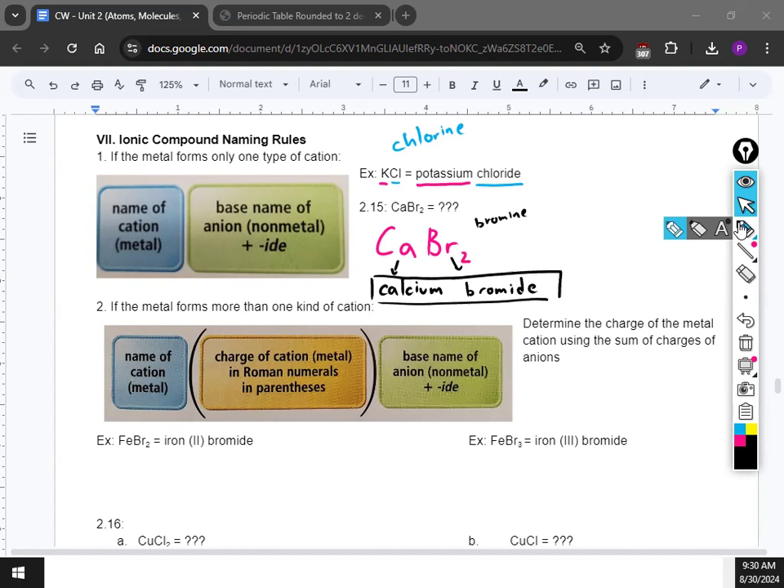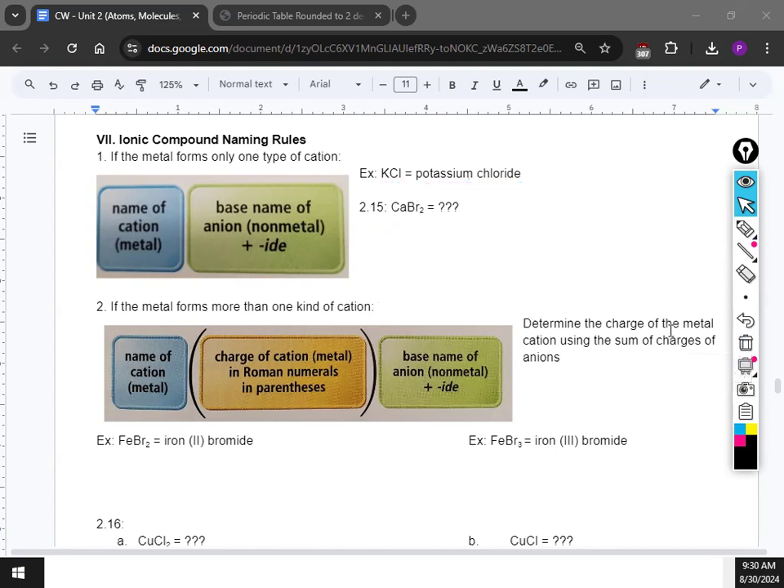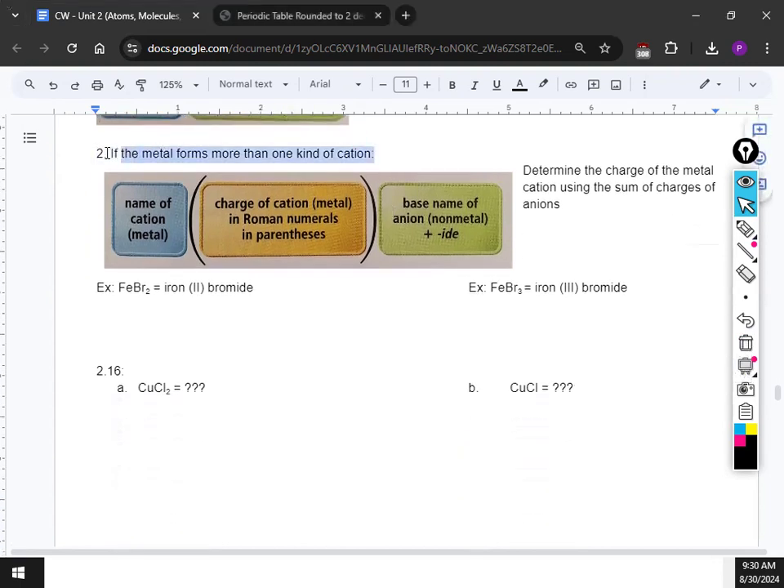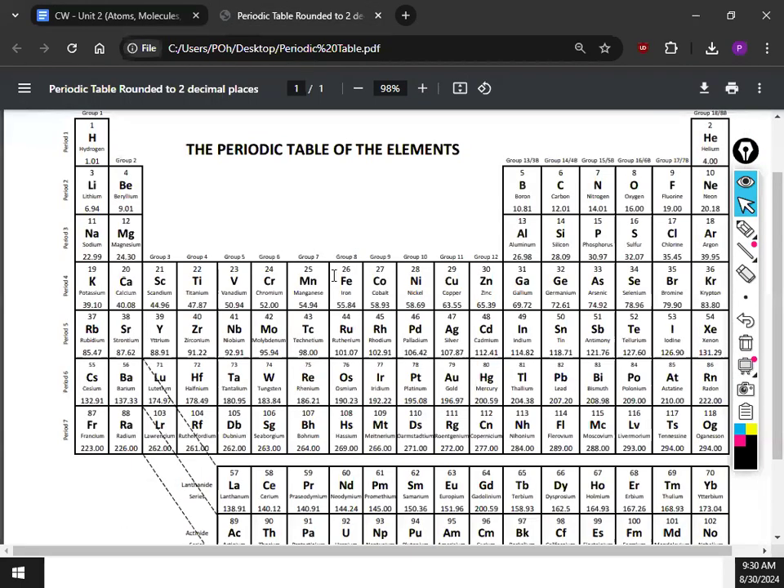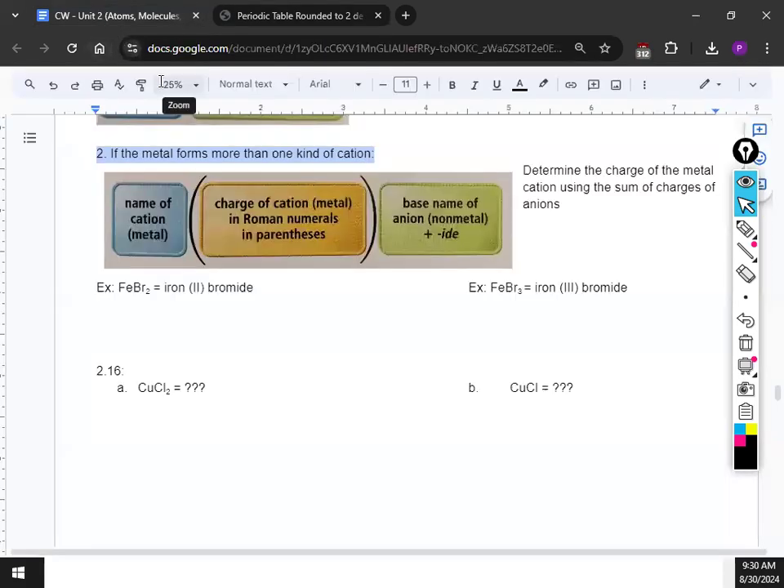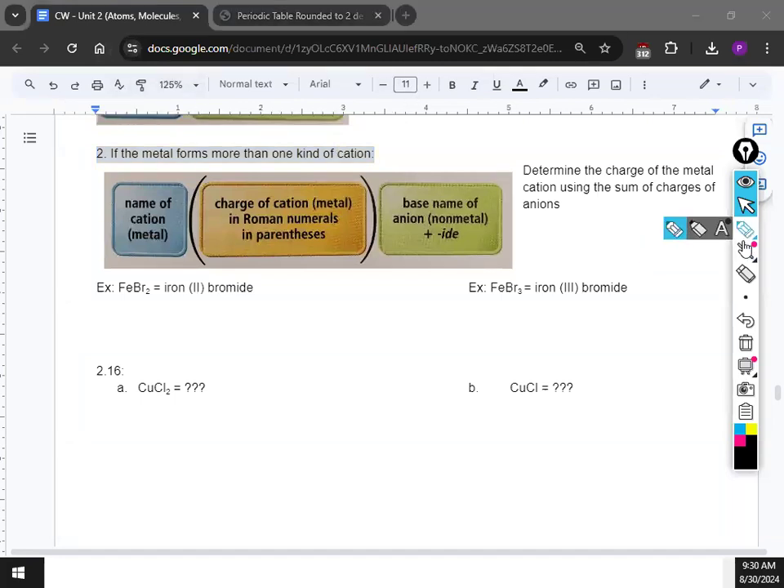All right, let's go to the second rule. The second rule is pretty much the same thing as the first rule with one addition to it. Okay, this is for metals that form more than one kind of cation. Okay, so I'm talking about the transition metals, the ones in the middle that don't follow a pattern, okay? And I think it's easiest if we do an example as we go through it, okay? So let's take a look at this example right here, FeBr2, okay? So FeBr2.